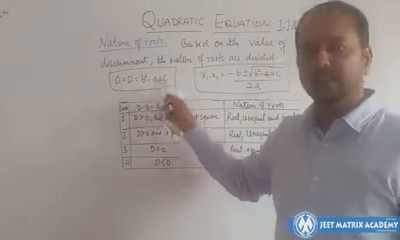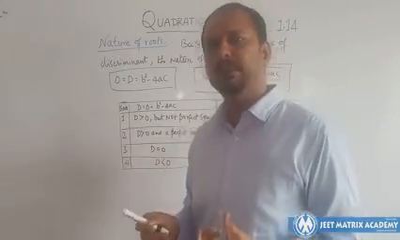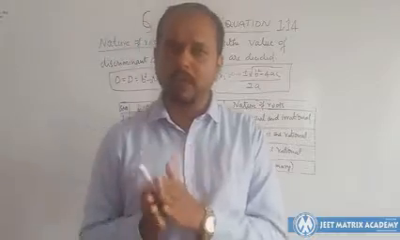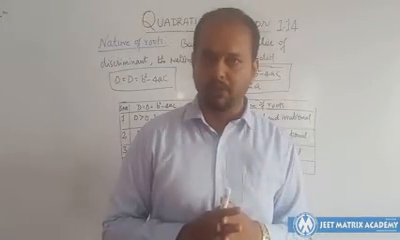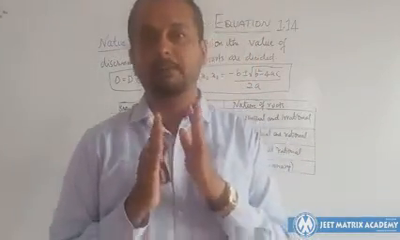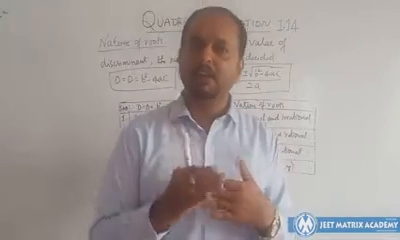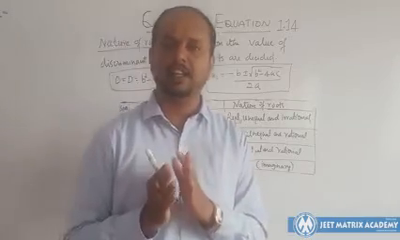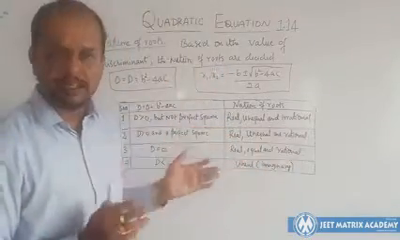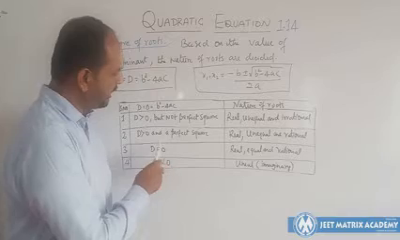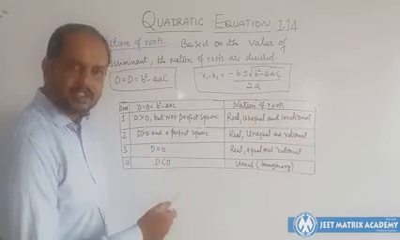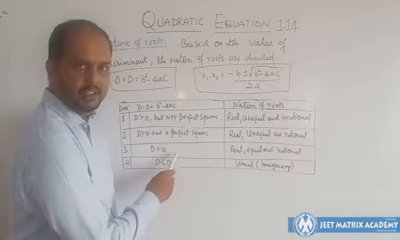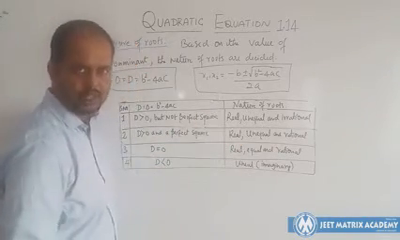Once you find the value of b square minus 4ac, it might be 0, or it might be a positive value, or it might be a negative value, and sometimes it might be a perfect square. For all these different categories, whatever answer we get, we have a particular nature, which I have listed here in this chart. The discriminant b square minus 4ac is given in the first column, and the nature of the roots is given in the second column.